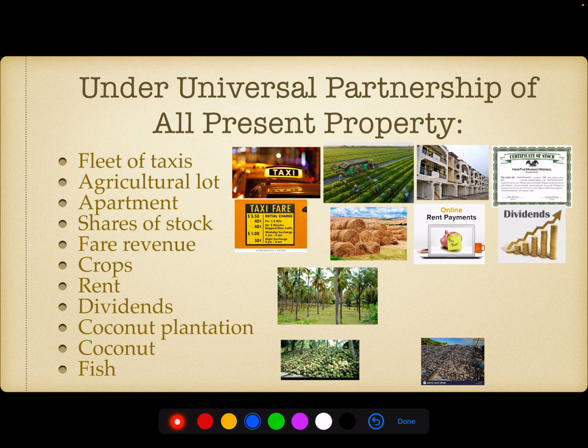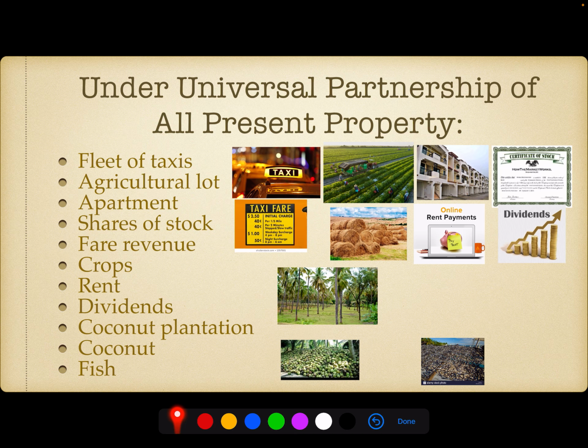Okay, so with that, here's the answer. Under the universal partnership of all present property, these belong to the partnership: the fleet of taxis, the agricultural lot, the apartment, and the shares of stock, which, as I've already explained, are included even if the shares of stock and the agricultural lot were acquired by donation and inheritance, because A and B already had these at the time that they executed the partnership contract. Also included is the income resulting from these pieces of property, which is the fare revenue, the crops, the rent, the dividends, and the coconut plantation, as I just mentioned, because A purchased it anyway, and the coconuts harvested from the plantation.